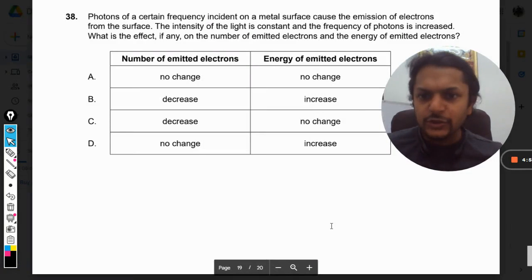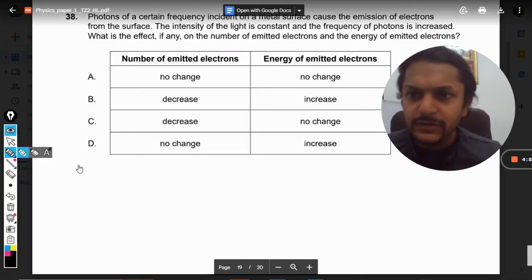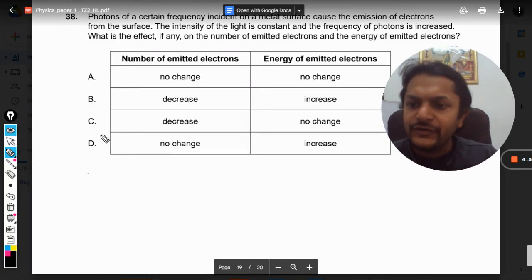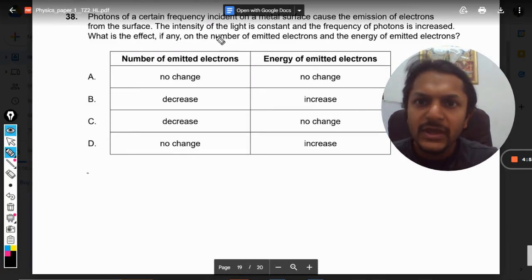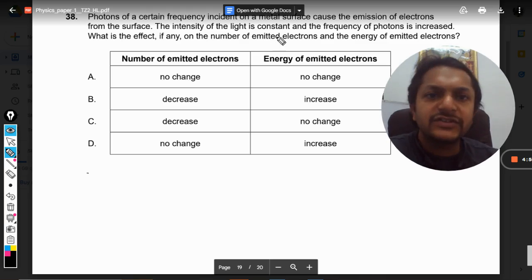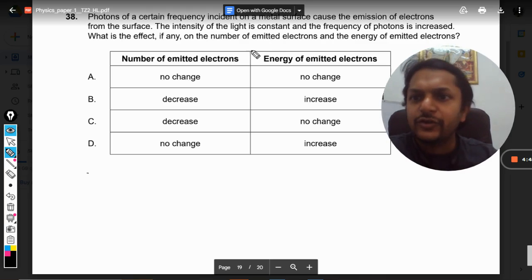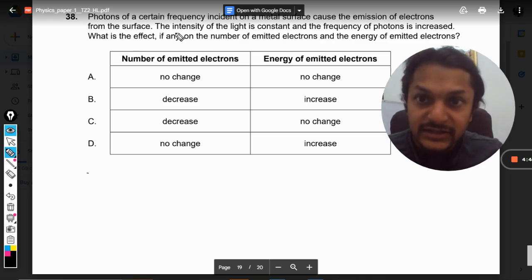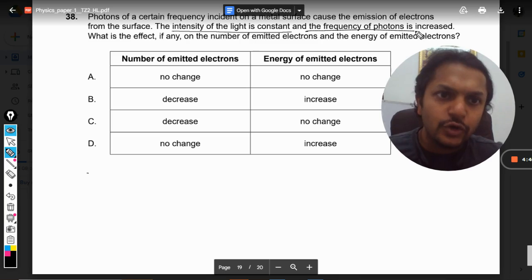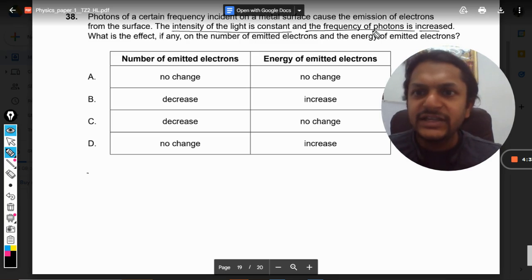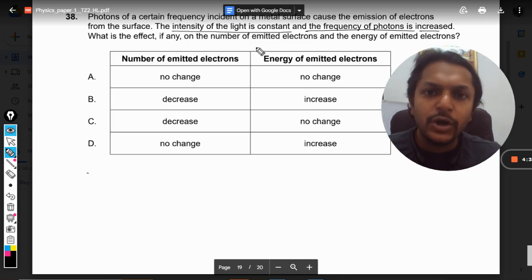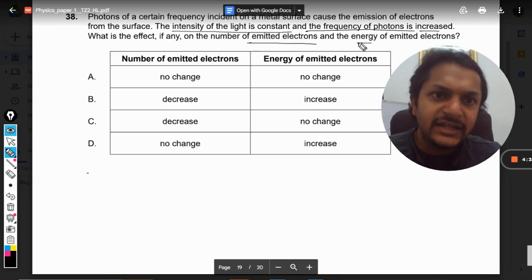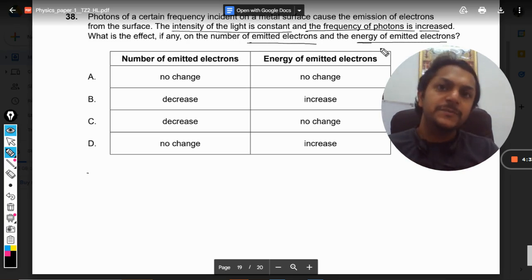Okay, dear students, so let us see what is there in this question. The photons of a certain frequency incident on the metal surface cause the emission of electrons from the surface. The intensity of light is constant. This is a condition which is very important. And the frequency of photons is increased. What is the effect, if any, on the number of emitted electrons and the energy of emitted electrons?